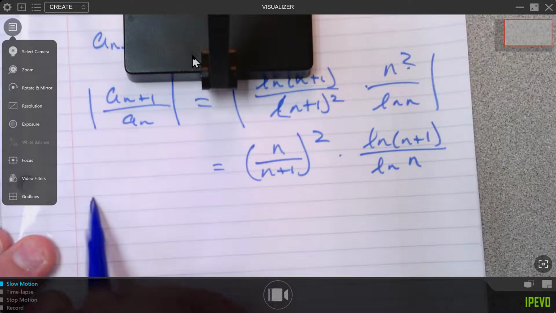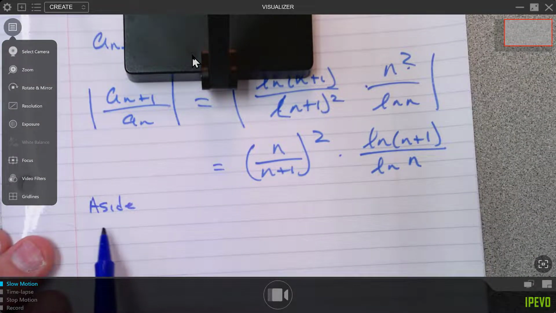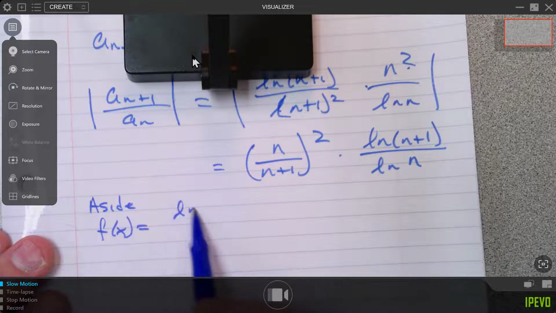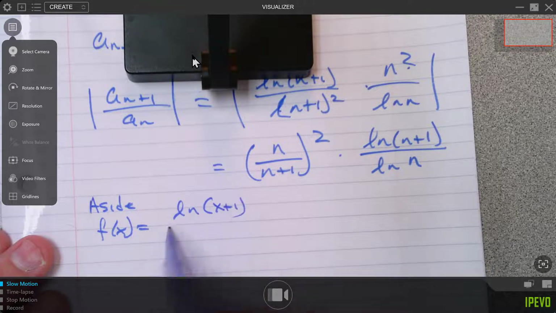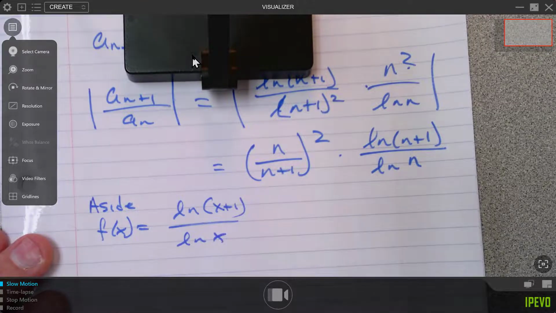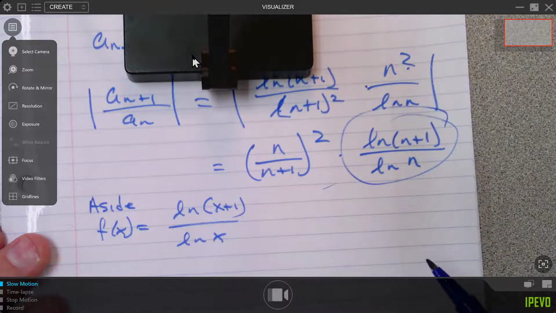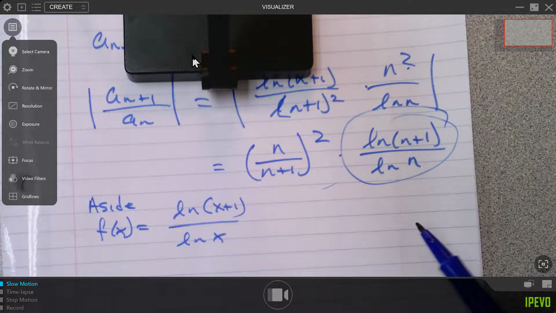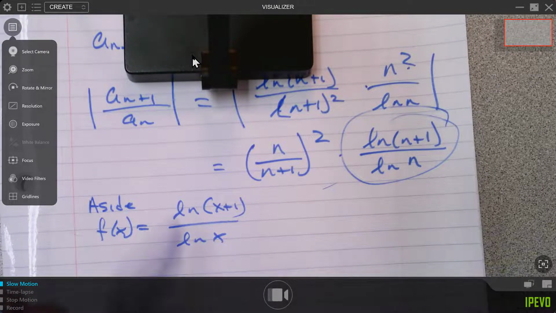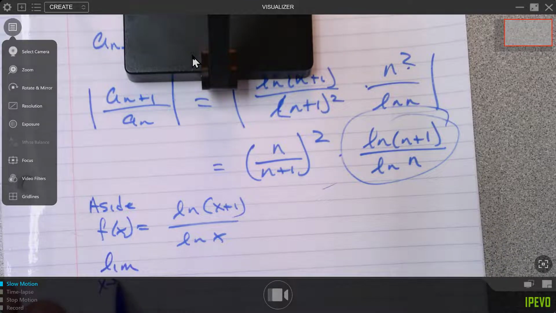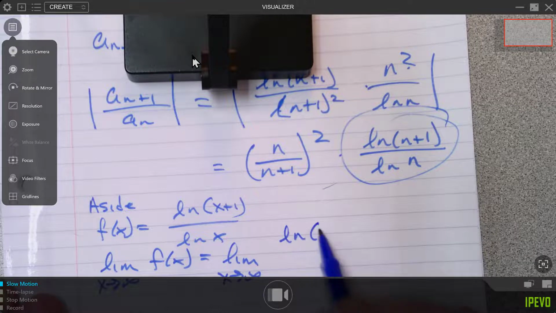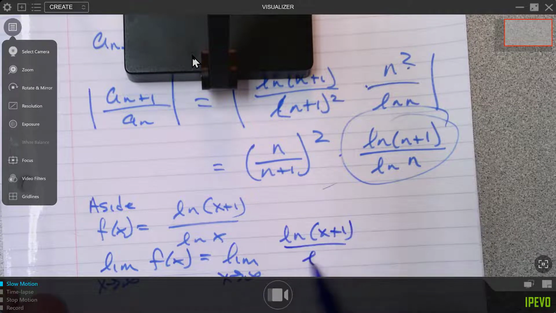So we have an aside. I'm going to let f of x be the natural log of x plus 1 over the natural log of x. Okay, it's a function model for just that piece. I'm doing this so I can take its limit and I can use the theorem of L'Hopital. So the limit as x goes to infinity of f of x is equal to the limit as x goes to infinity of the ratio of this to this.